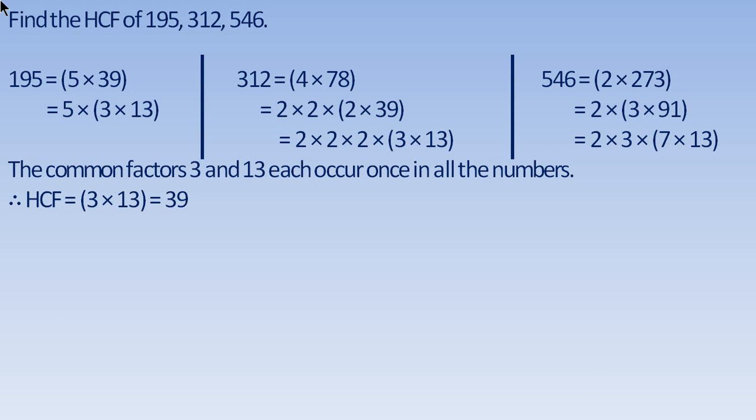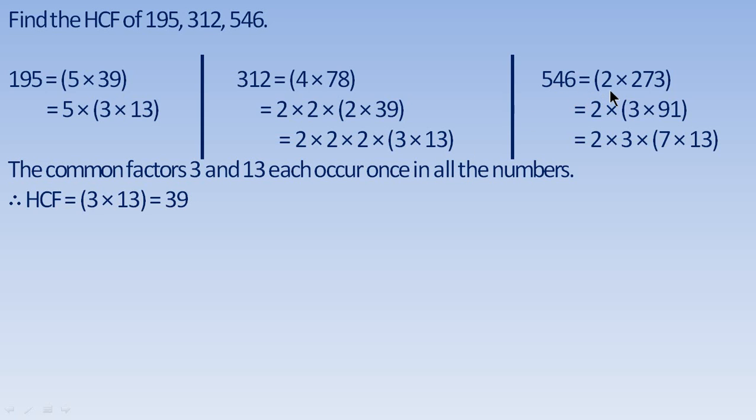Now, one more sum. Now we'll find the HCF of 3 numbers, 195, 312, 546. 195 can be written as 5 into 39. 39 is a composite number which is further split into prime form, that is 3 into 13. 312 can be written as 4 into 78, which can be further split up as 2 into 39, and then 39 can be further split up as 3 into 13.